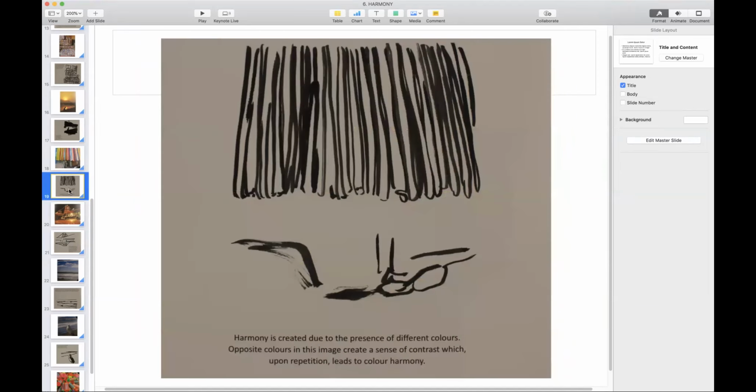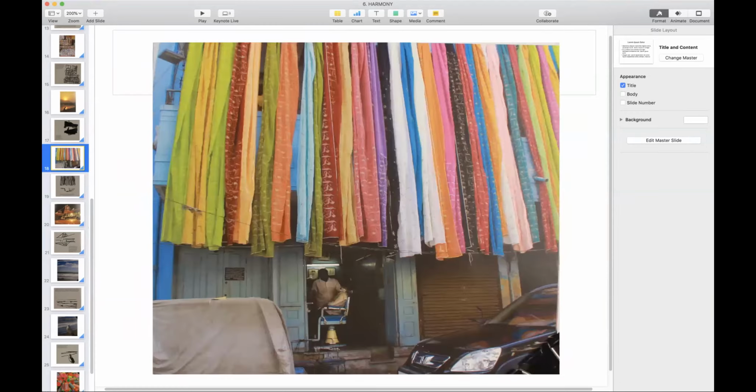So harmony is created due to the presence of different colors. Opposite colors in this image create a sense of contrast, which upon repetition leads to a color harmony. It is not necessary that it is a single color; there is also repetition of colors again and again.